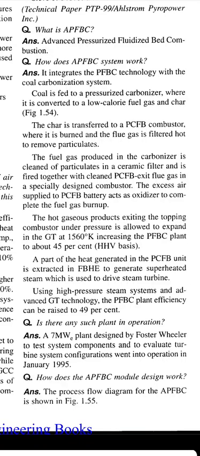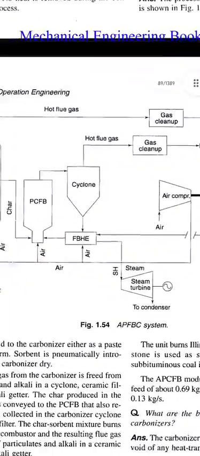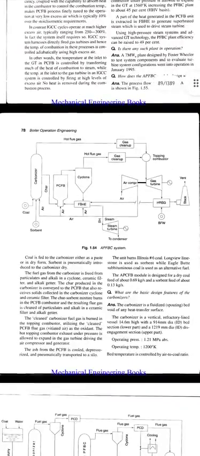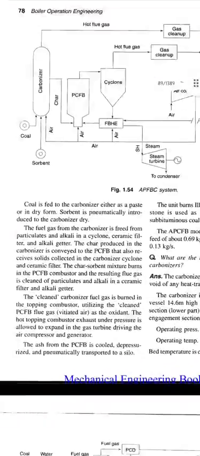Question: is there any such plant in operation? Answer: a 7 megawatt plant designed by Foster Wheeler to test system components and to evaluate turbine system configurations went into operation in January 1995. Question: how does the APFBC module design work? Answer: the process flow diagram for the APFBC is shown in the figure. So we can see the figure in the next video.